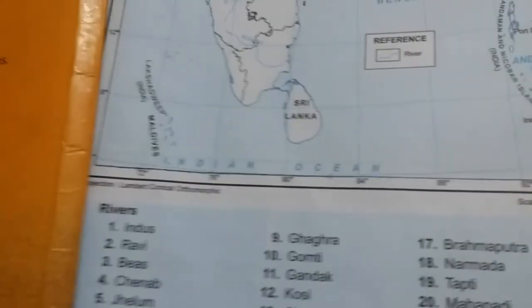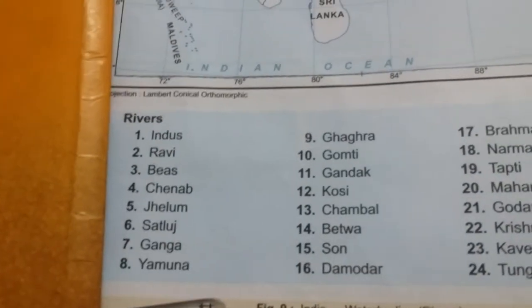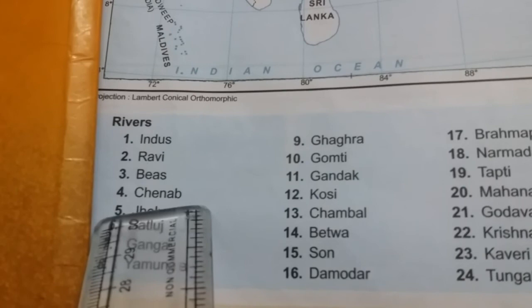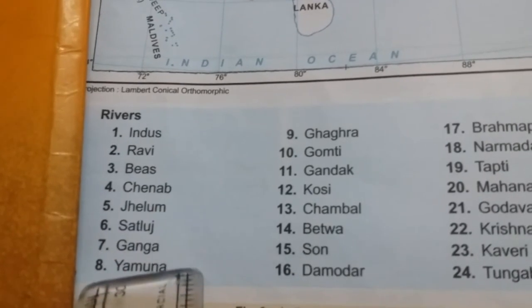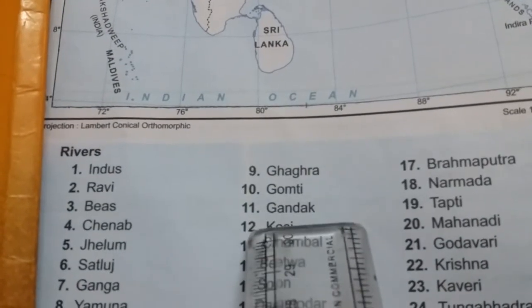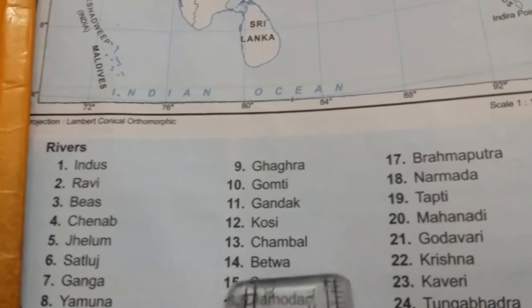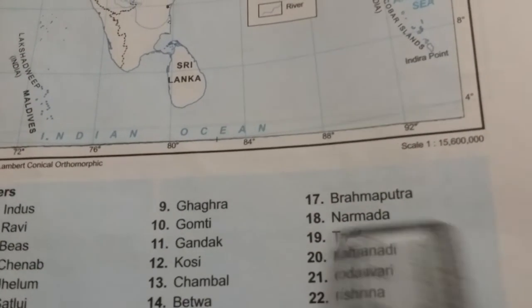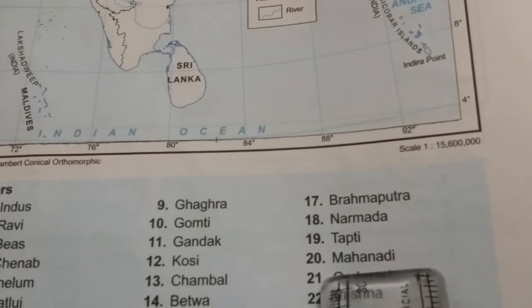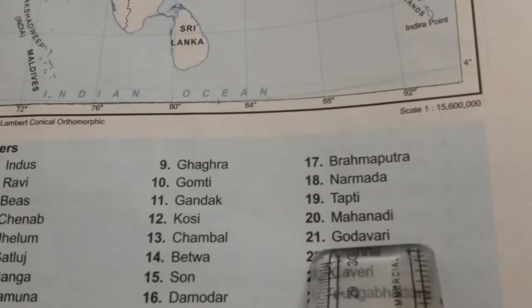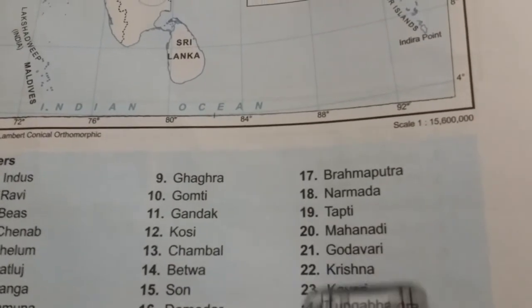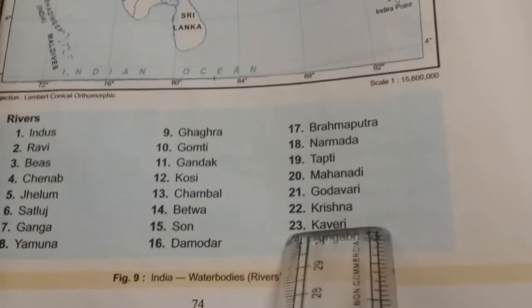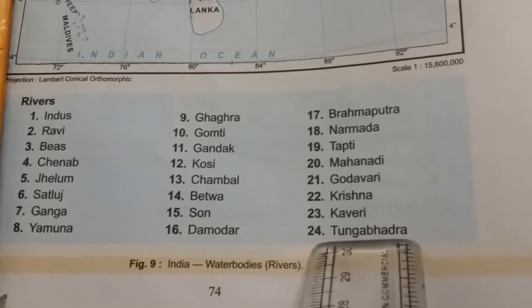These are the rivers you are going to mark: Indus, Ravi, Beas, Chenab, Jhelum, Sutlej, Ganga, Yamuna, Ghaghara, Gomti, Gandak, Kosi, Chambal, Betwa, Son, Damodar, Brahmaputra. These are all in the north only. Narmada, Tapti, Mahanadi. From here, some rivers flow in the south: Godavari, Krishna, Kaveri, Tungabhadra.